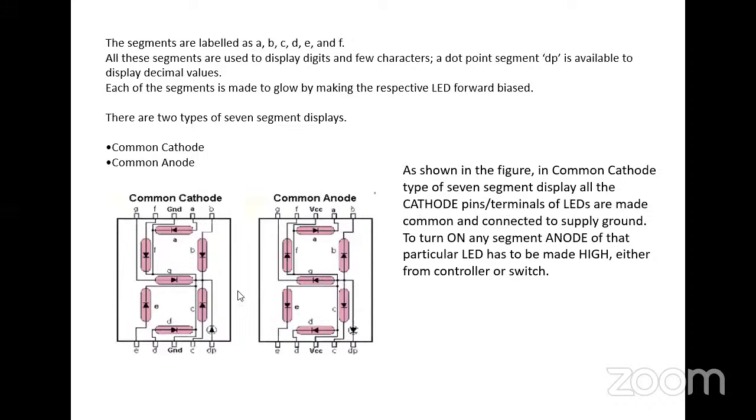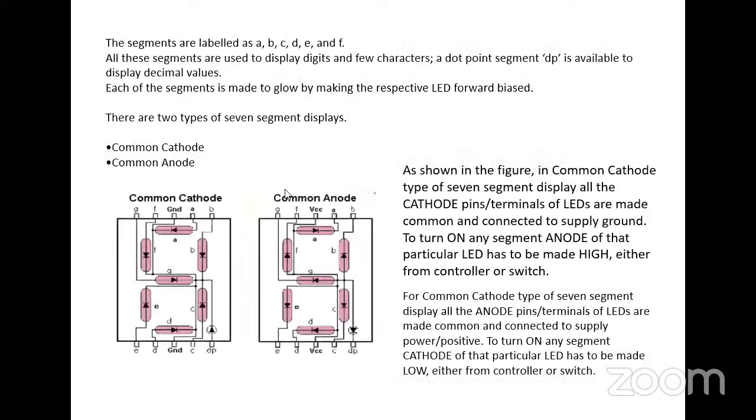In the common cathode type, all cathode pins are made common and connected to supply ground. To turn on any segment, the anode of that particular LED is made high, either from a controller or a switch. In the common anode type, all anode pins are made common. In common cathode, all 7 LEDs' cathode pins are common. Here in common anode, the anode pins are common.